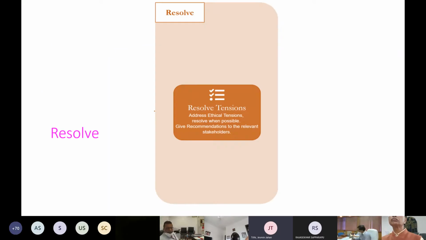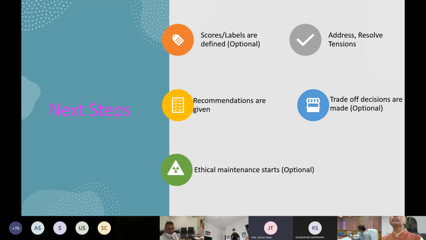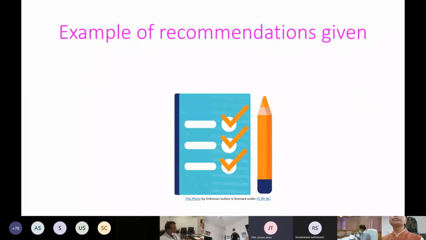The next phase is the resolve phase, where we address ethical tensions, resolve them when possible, and give recommendations to the relevant stakeholders. At this point, we can assign a score or level to the assessed AI. That's optional. We give recommendations. We also try to help the AI vendors resolve and address some of the tensions. We can also help them make trade-off decisions based on analysis. And at this point, ethical maintenance can start.